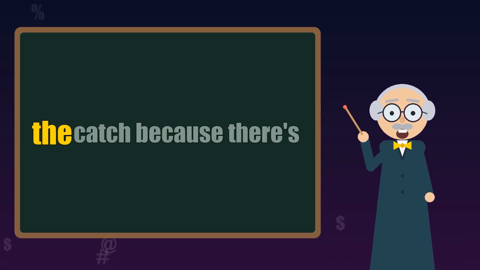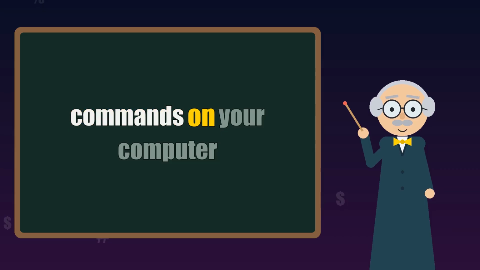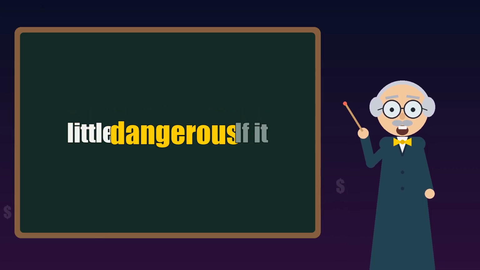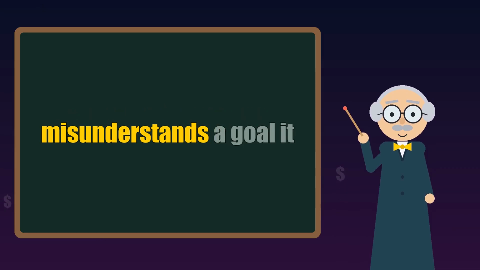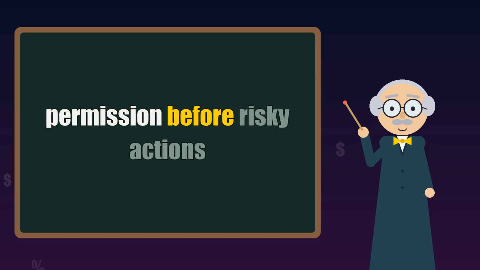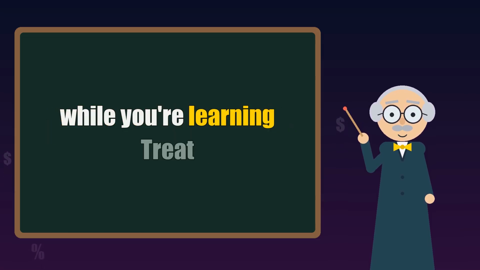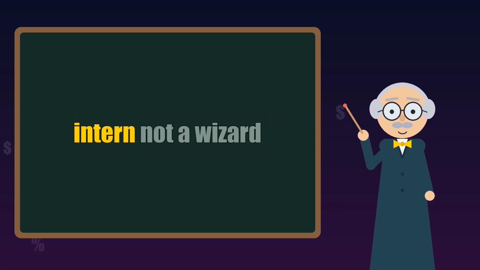Now let's be honest about the catch, because there's always a catch. An agent that can run commands on your computer is powerful and a little dangerous. If it misunderstands a goal, it can make a mess. So OpenClaw asks for permission before risky actions, and you should keep that setting on, especially while you're learning. Treat it like a smart intern, not a wizard.